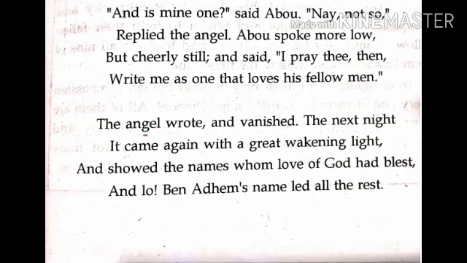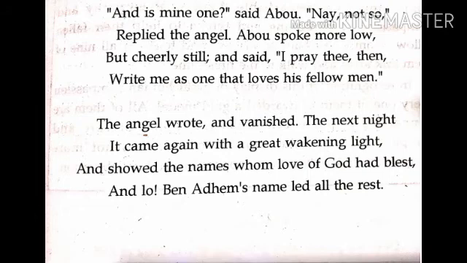Who was blessed by God? And show the names whom love of God hath blessed. And lo, Ben Adhem's name led all the rest. And happy to say, that day, whose name was on the top of the book? The first name was Ben Adhem's name, and it led all the rest. All the names were below Ben Adhem's name. So the first person who was blessed by God was Abou ben Adhem.